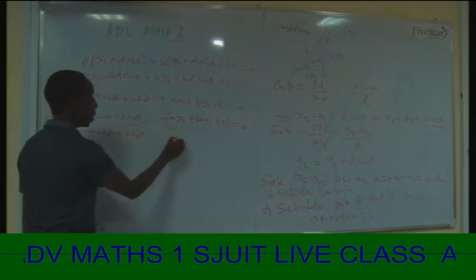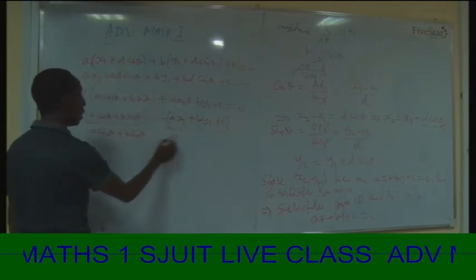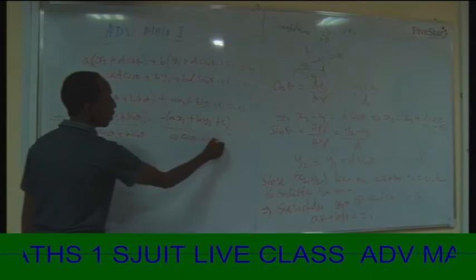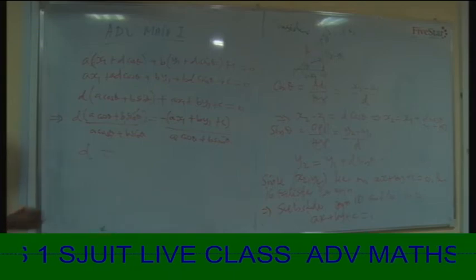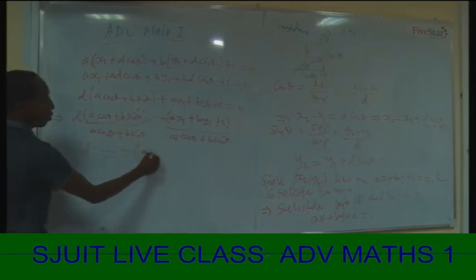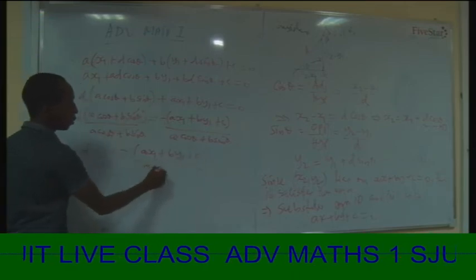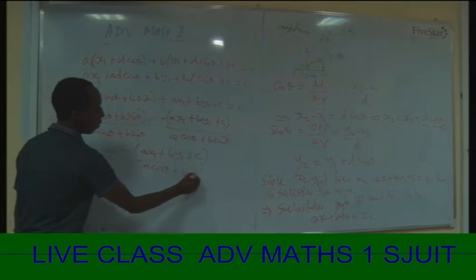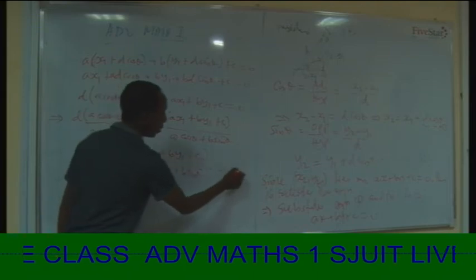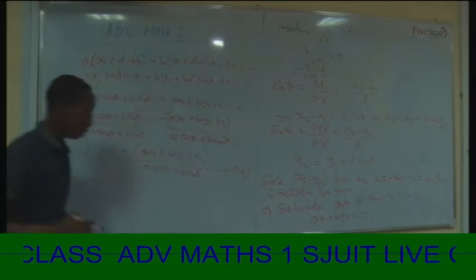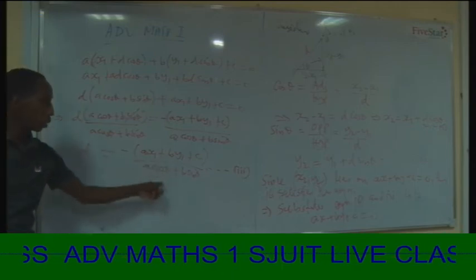which, of course, is not equal to 0. So this cancels, and we now have d, which is the required distance, equals negative ax1 plus by1 plus c, divided by a cos of an angle theta plus b sine of an angle theta. Up to that point, we can rename this as equation number 3. So in the expression that we need to show, there is no cos theta and sine theta.